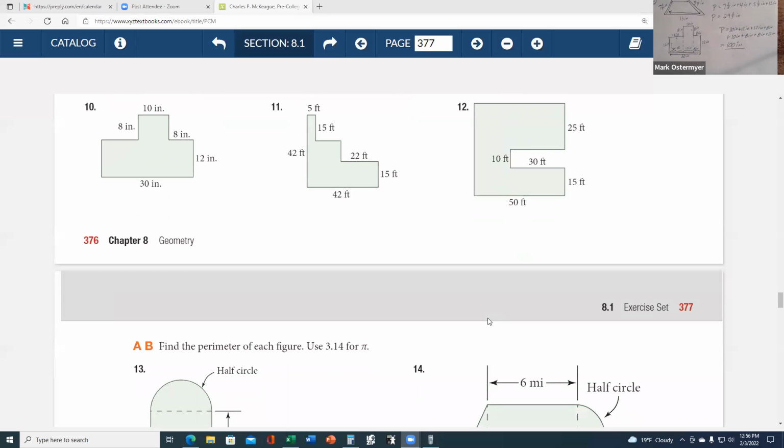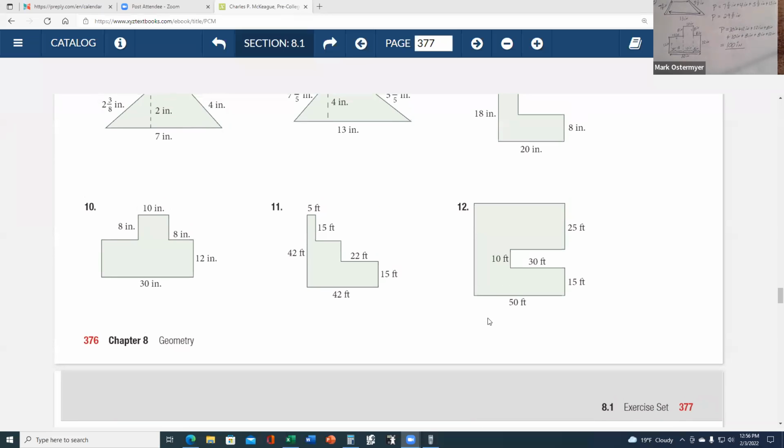And let's see where we are with the old clock here. All right, maybe we could try another one here.